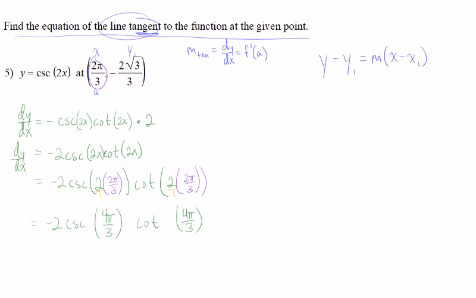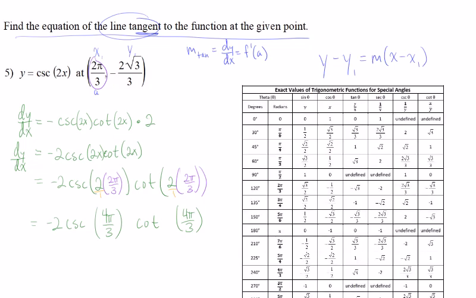Now I'm going to look up my trig exact values table. I'll line up cosecant with 4 pi over 3. Cosecant is right here, 4 pi over 3 is right here, and where they meet is negative 2 root 3 over 3. So I'm going to put that in place of cosecant, and I'll just bring this negative 2 down.